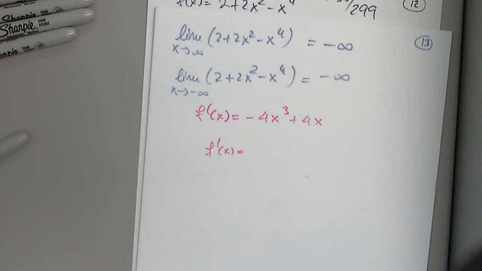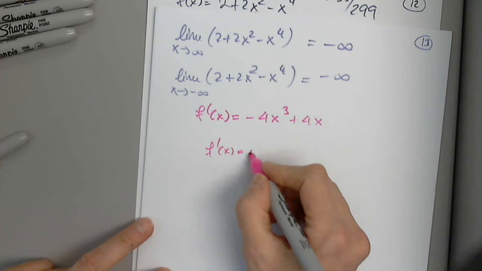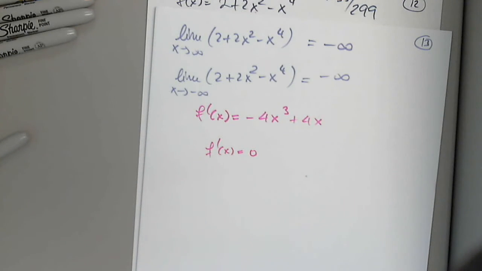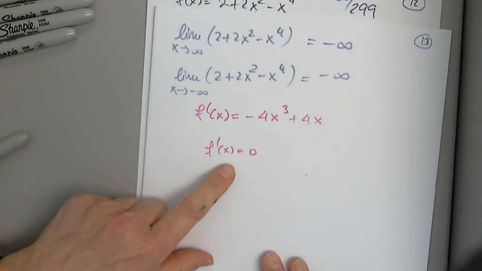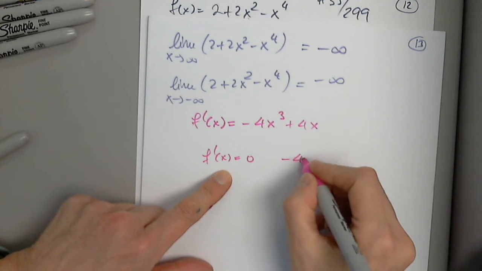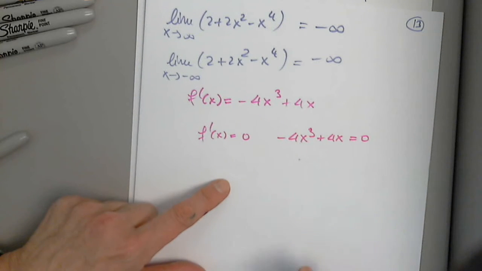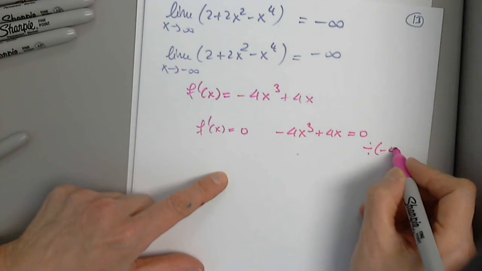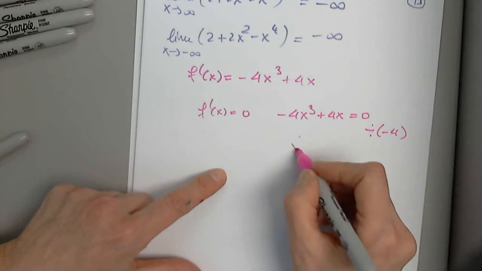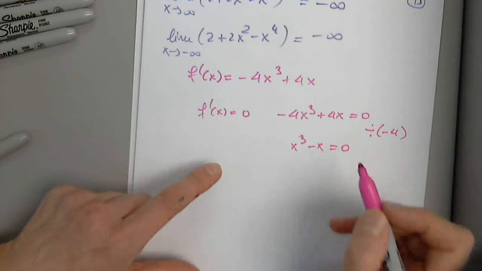The critical numbers. So does this function have critical numbers coming from f prime being undefined? No, it's a polynomial function. So the only possibility is with f prime being 0. Negative 4x cubed plus 4x equals 0. Now I will definitely divide both sides by negative 4, and I have x cubed minus x equals 0.